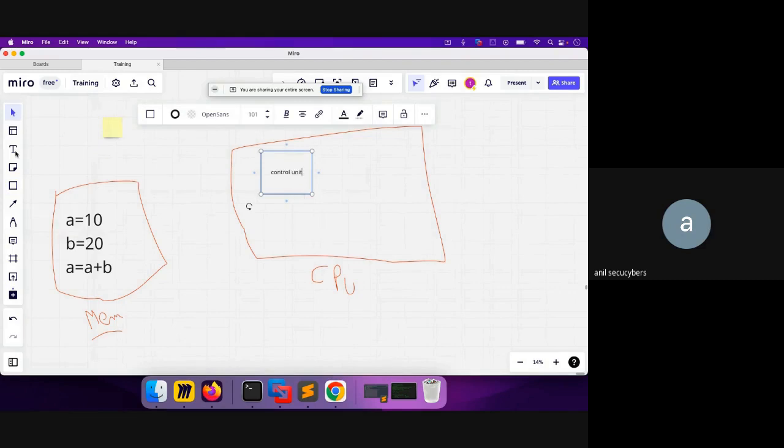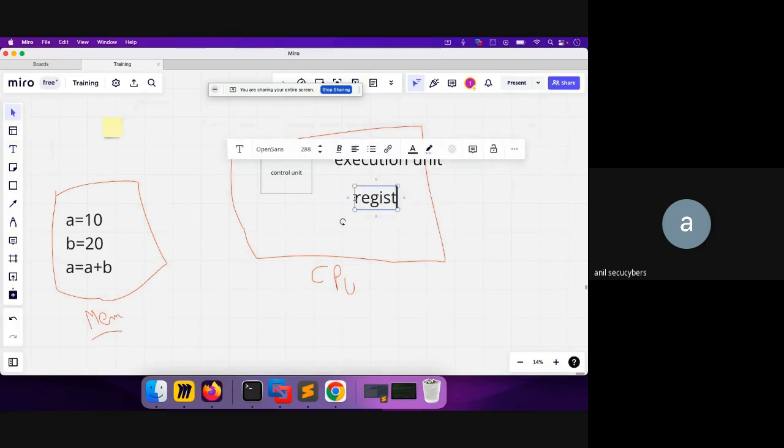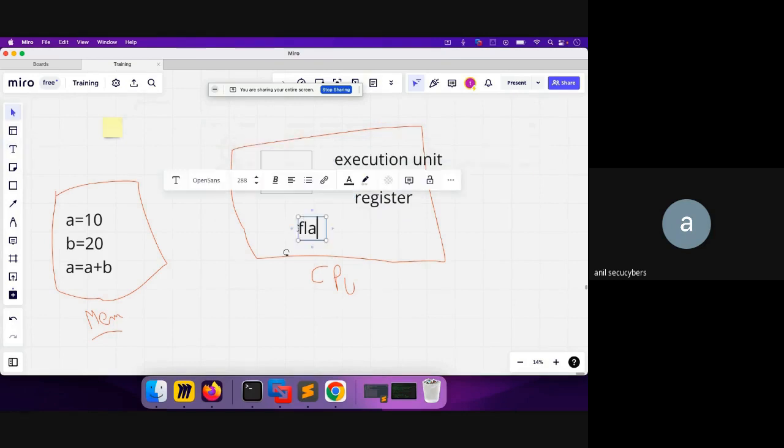The next one is the execution unit, and then we have the register, and then we have the flag. Let's do it one by one.